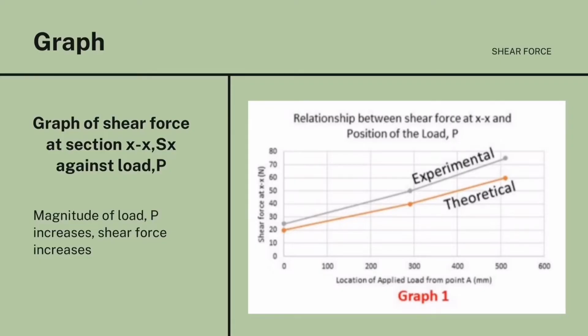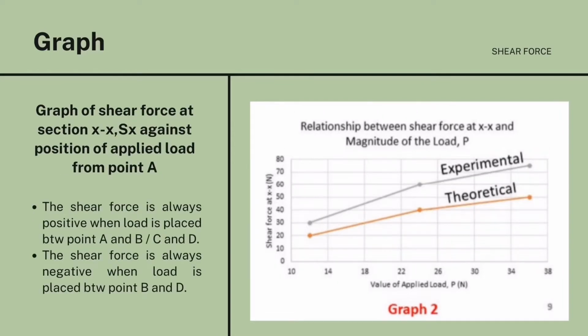Graph of shear force measured at section XX with position of the applied load was plotted as shown in graph 1. From the graph, we can know that as the magnitude of load increased, the shear force also increased. Besides that, graph 2 shows the shear force at section XX against position of applied load from point A. Shear force is always positive when the load is placed between point A and B, C and D, while the shear force is always negative when the load is placed between point B and D.